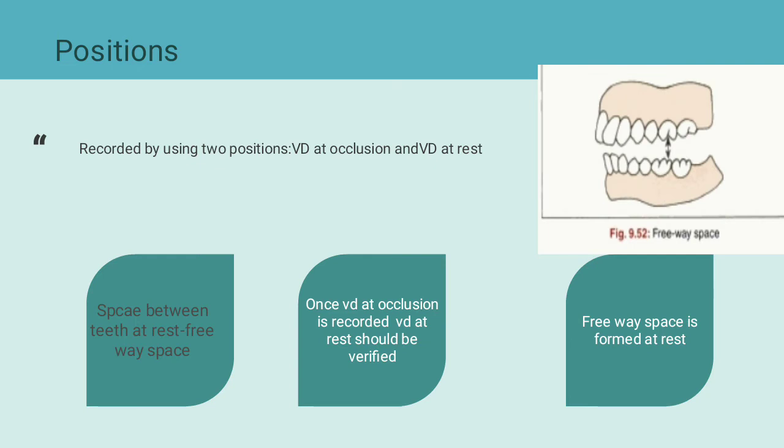Vertical dimension can be recorded in two positions. The first one is at rest position and the next one is at occlusion position. A space occurs between the teeth when the mandible is in rest position. That space is referred to as freeway space. Once vertical dimension at occlusion is recorded, vertical dimension at rest should also be verified, and the freeway space is formed only at the rest position.